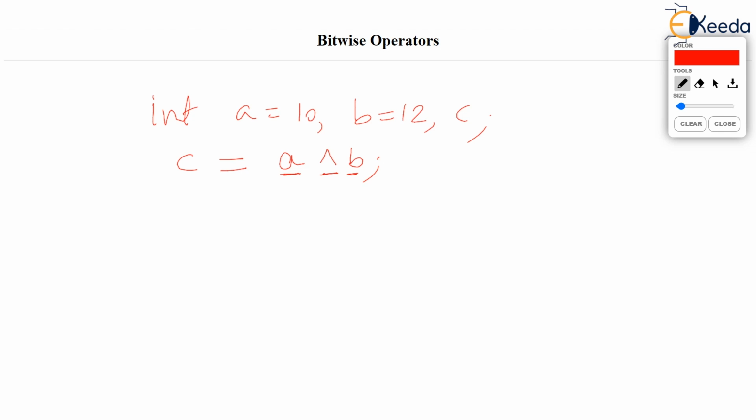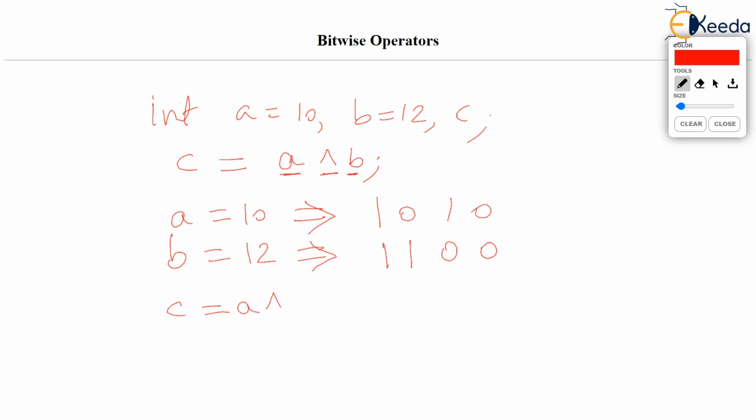Let's see. We have A as 10. A is 10, so the binary equivalent is 1010. Further, B is 12, so the binary equivalent is 1100. And we are doing C is A XOR B.